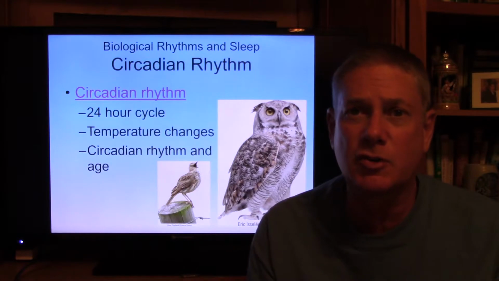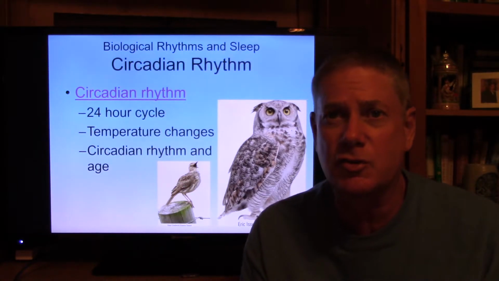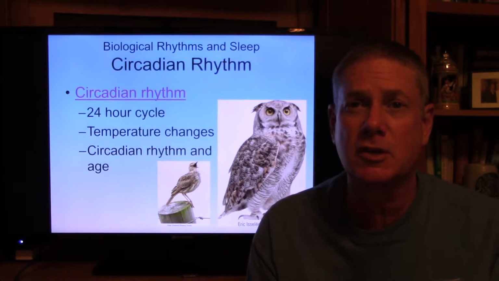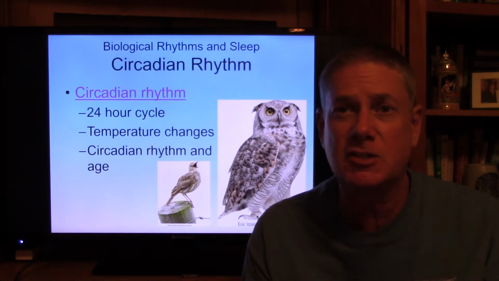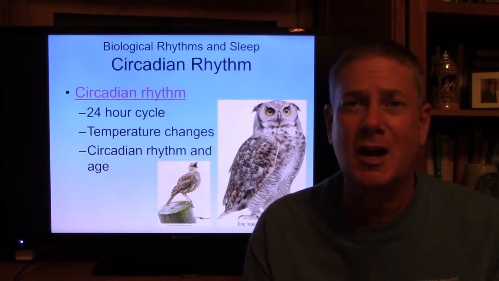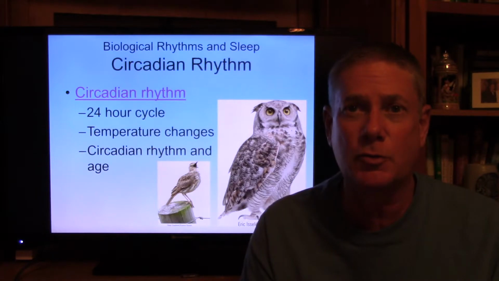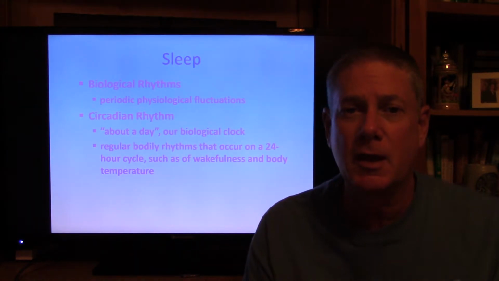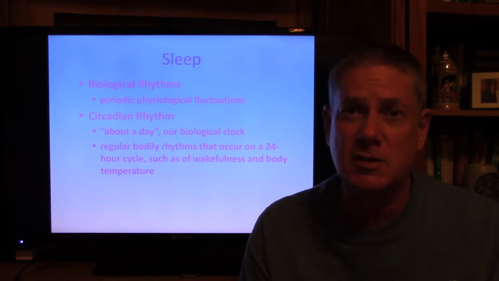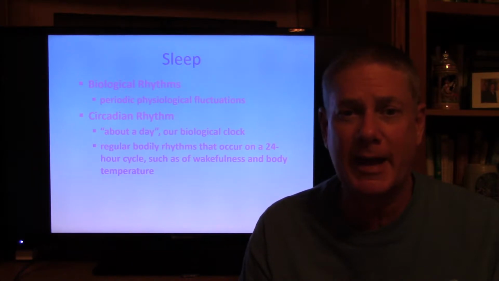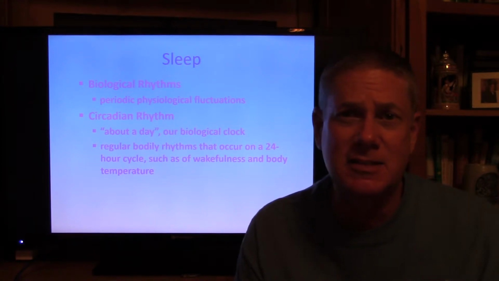Circadian rhythm, of course, is our 24-hour body cycle. We have certain temperature changes, some changes in blood pressure, different bodily effects as we go through our 24-hour cycle. So circadian rhythm, which basically comes from circa, which means about a day, is our biological clock. And it's not exactly the same for everybody.